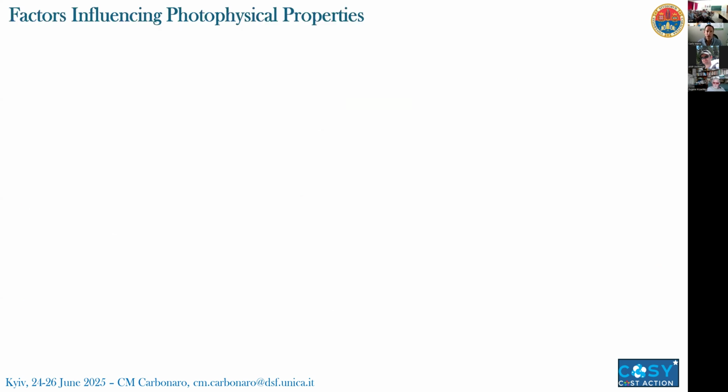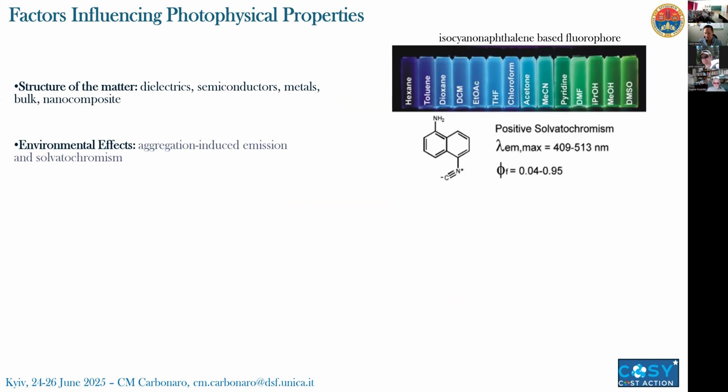There are different factors which are influencing the photophysics properties. First of all, the structure of the material. Of course, if we are dealing with dielectrics or semiconductors, metals, or if you are dealing with bulk materials or nanocomposites, we have different behavior of the interaction of light with matter. There are environmental effects that we have to take into account. For example, in the picture, you see a fluorophore which is based on isocyanate phthalate, and the optical properties of this molecule change from deep blue to the green by changing the solvent. So there is an environmental effect due to the presence of different solvents, or we can also have some aggregation-induced effect.